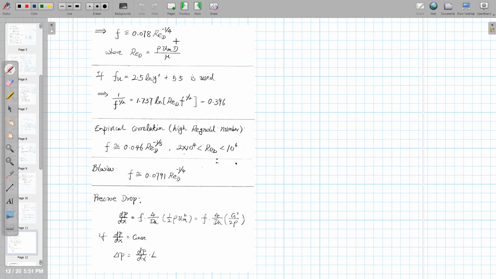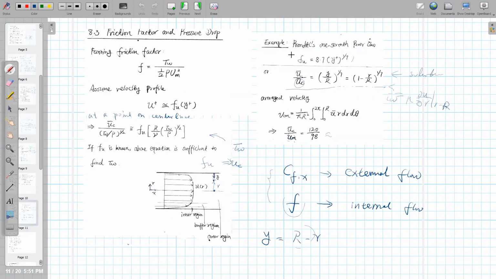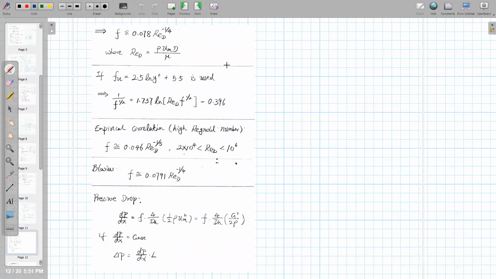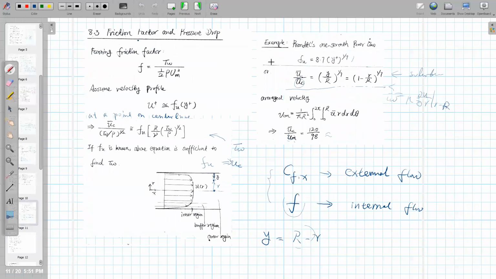Okay, so this is one result. The friction factor will be based on Prandtl's 1/7 law. Physically this law is not very accurate, but mathematically it's very simple. That's the reason we use it. But physically it's not very accurate.